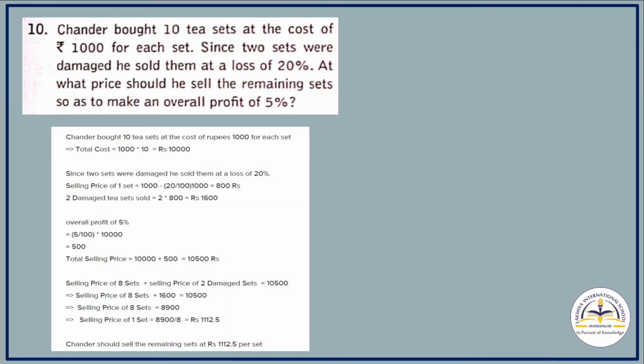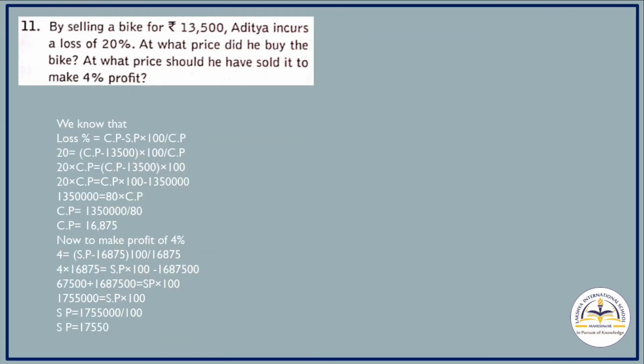And then here in the question we have to find out at what price should he sell the remaining set. So we will find out the selling price of one set, so we have to divide by the 8. So we will get the answer, that is 1112.5. This will be the per set amount. Now in the same manner you have to solve question number 11.